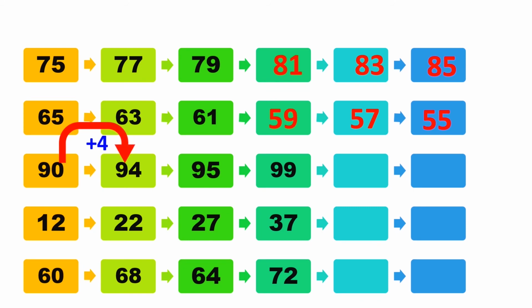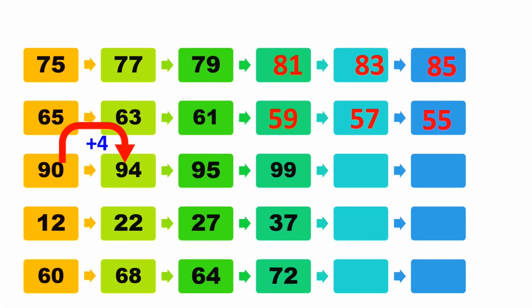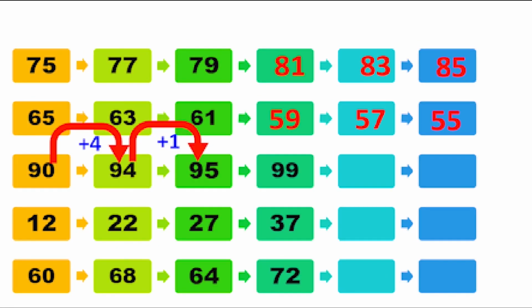94, 95. Count from 94 to 95. After 94, 95. What happened? I count a jumping 1. So we adding 1. We will write +1. Look, the first time I adding 4, the second time I adding 1. So this rule is changing. It's not a constant rule. Let's see.